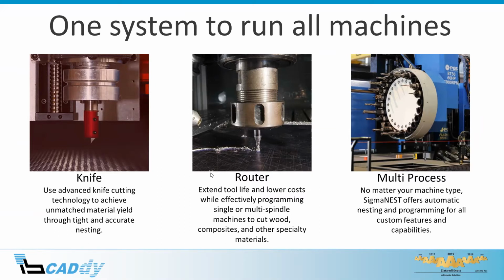The advantage of SigmaNEST is that we have one environment where we can program any of the mentioned machine types, and we are not limited to the machine brand. Also, we create a task for one machine, and with a few clicks, we can change the NC export for other machines from your list.